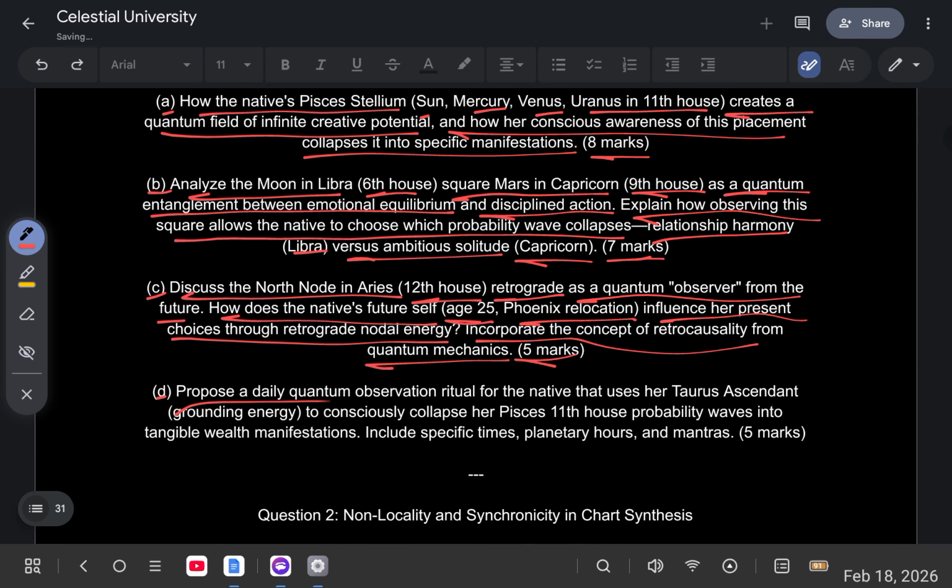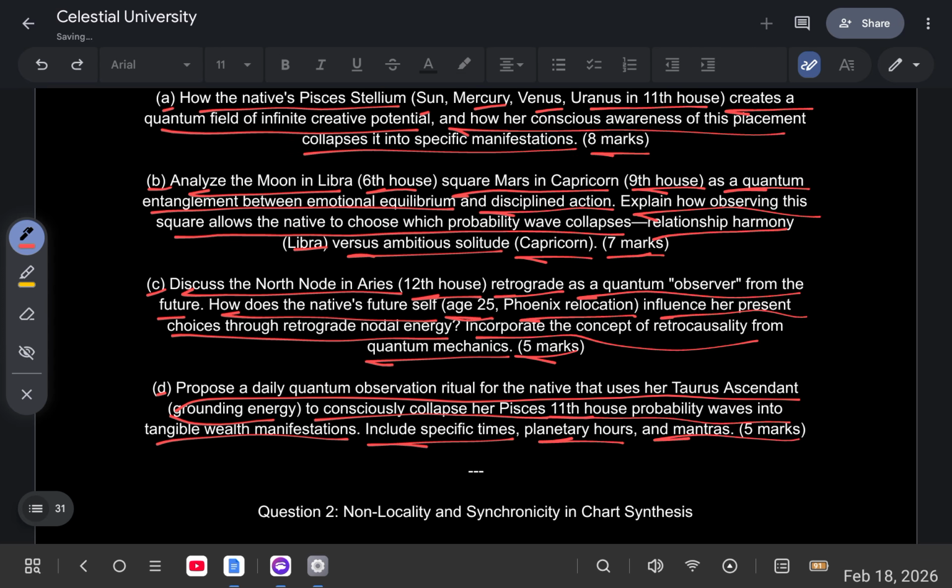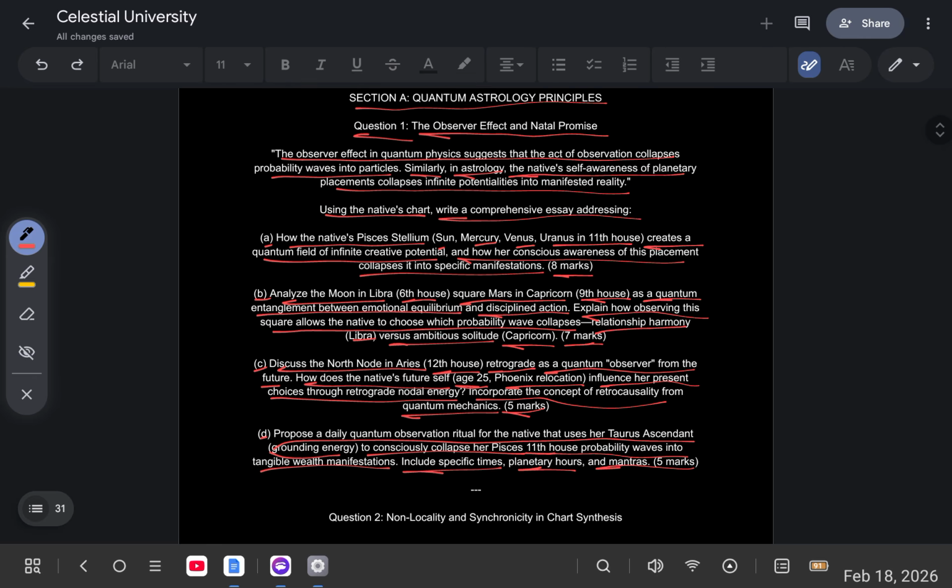And then propose a daily quantum observation ritual for the native that uses her Taurus ascendant grounding energy to consciously collapse her Pisces 11th house probability waves into tangible wealth manifestations, including specific times, planetary hours, and mantras. That's 5 marks. Okay?